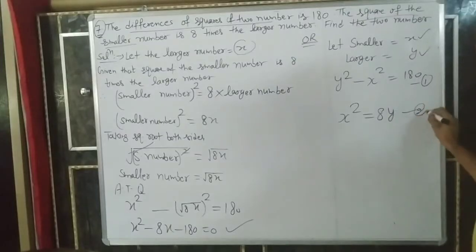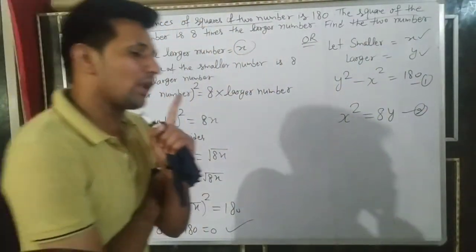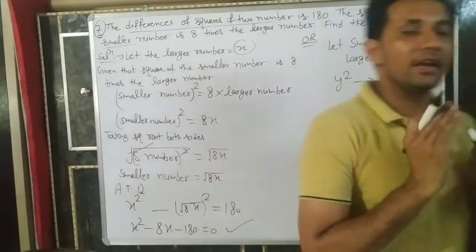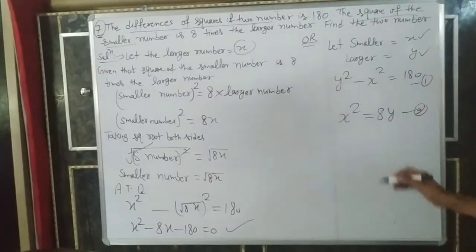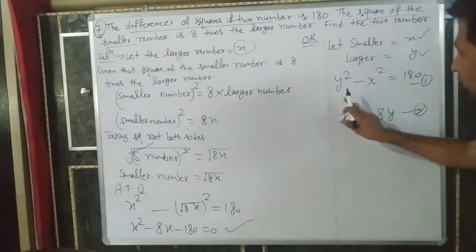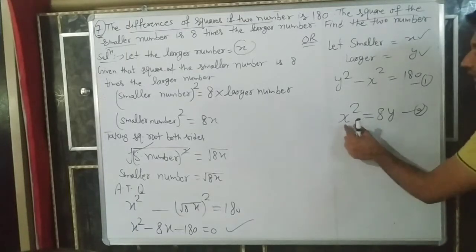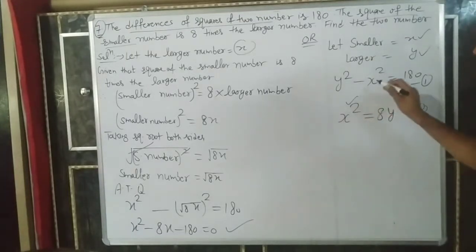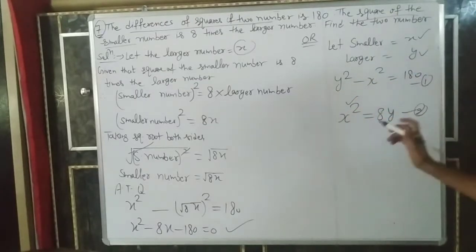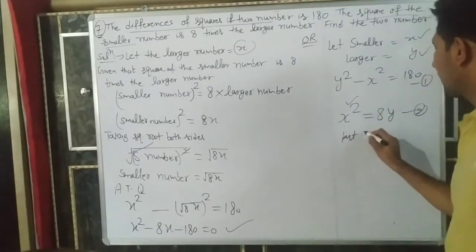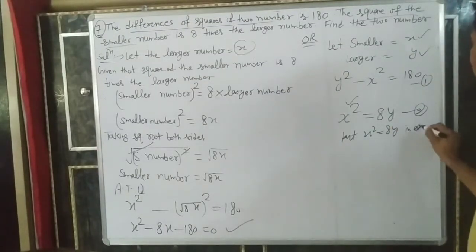Equation 2. But we want to find the values of x and y. We can solve any equation, dear, if both are in one variable, then it is easy. So what we will do? We can put x square equal to 8y in equation 1, so put x square equals 8y in equation 1.